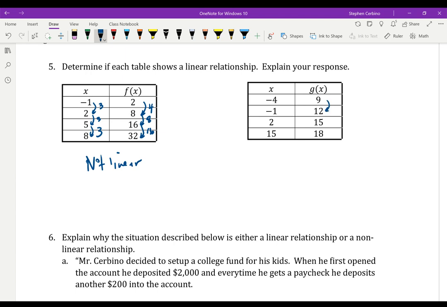For g of x, these are all going up by plus 3, which we like. That means it's starting to be linear. But if you look at your x values, 2 to 15 is changing, right? That's a different relationship, so this is also not linear.